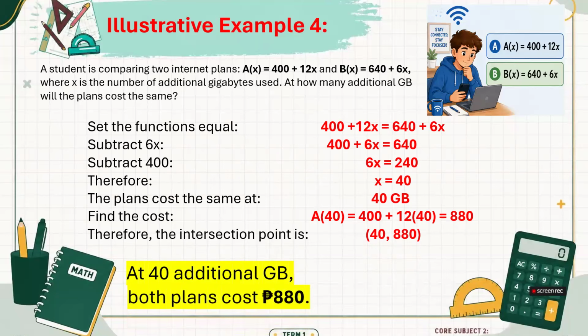The important idea here is that the coordinate (40, 880) is the point where the two graphs meet or intersect. So when you graph A of x and B of x, they will intersect at that point, which is (40, 880). It means that both plans must add 40 gig so that they meet at a plan that costs 880 pesos. So that's the comparative internet plan problem.